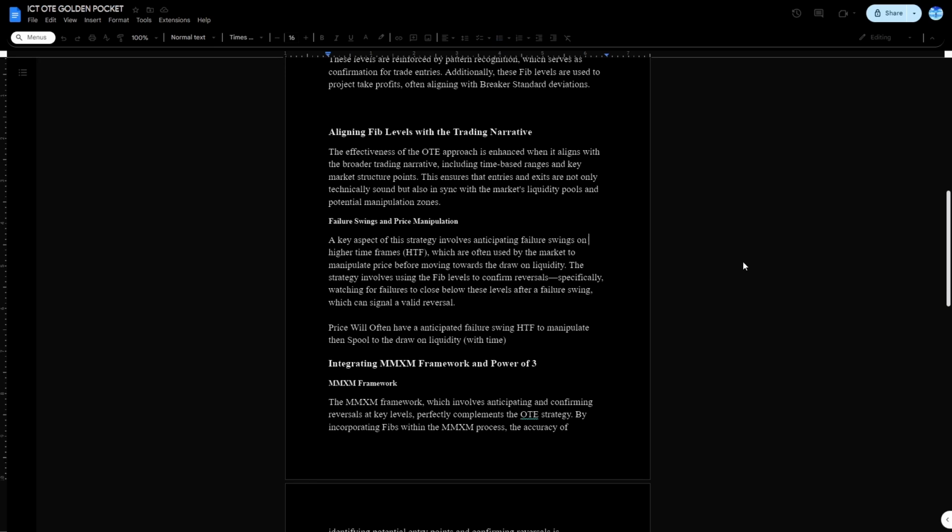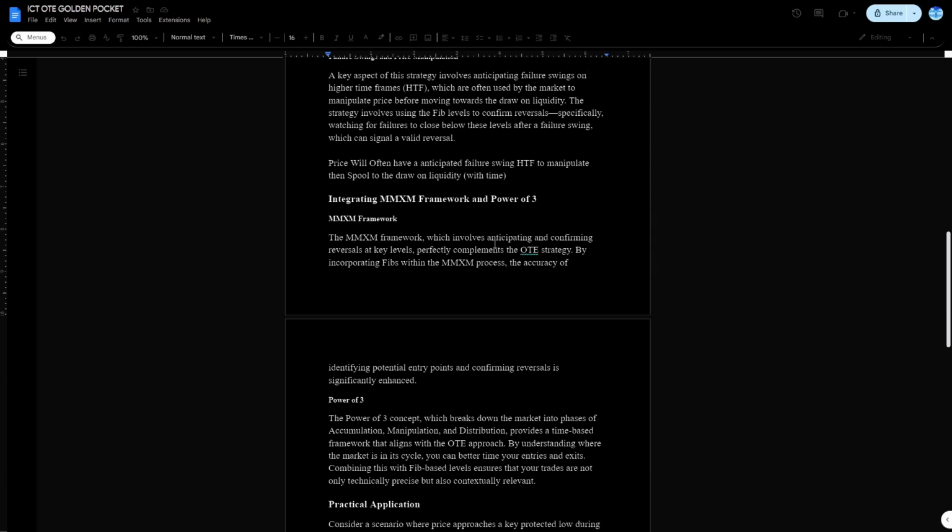A key aspect of this strategy involves anticipating failure swings on the higher time frame, which are often used by the market to manipulate price before moving towards the draw on liquidity. The strategy involves using the fib levels to confirm reversals, specifically watching for failures to close below these levels after a failure swing, which can signal a valid reversal. Price will often have a failure swing on the higher time frame to manipulate, then spool to the draw on liquidity with a time-based narrative. Adding your market maker framework, which is what the market maker framework is.